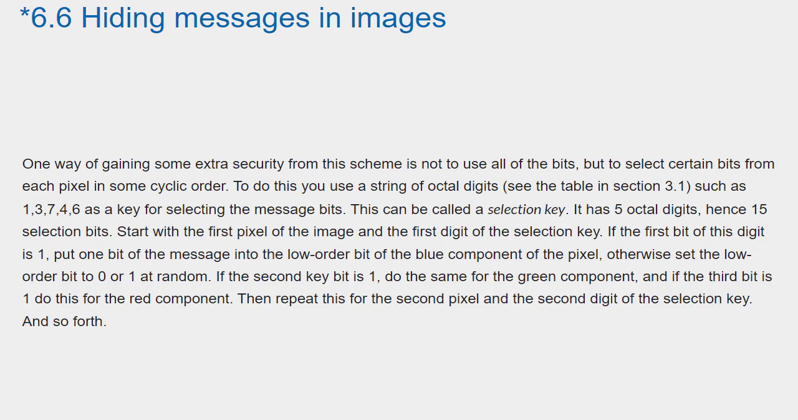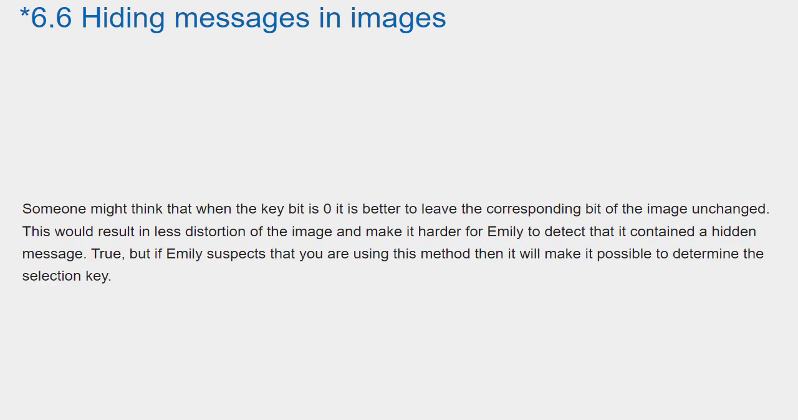It has 5 octal digits, hence 15 selection bits. Start with the first pixel of the image and the first digit of the selection key. If the first bit of this digit is 1, put 1 bit of the message into the low-order bit of the blue component of the pixel. Otherwise, set the low-order bit to 0 or 1 at random. If the second key bit is 1, do the same for the green component, and if the third bit is 1, do this for the red component. Then repeat this for the second pixel and the second digit of the selection key, and so forth.